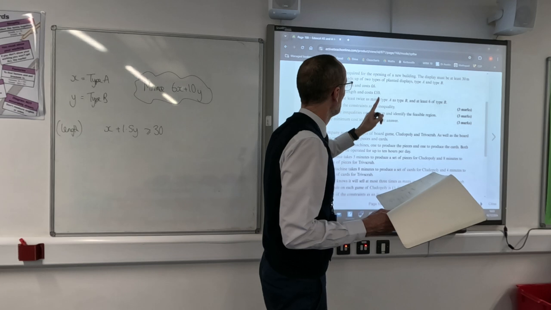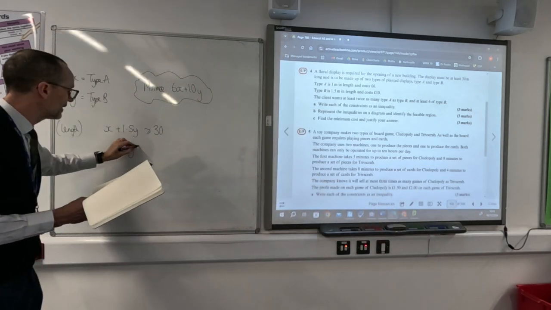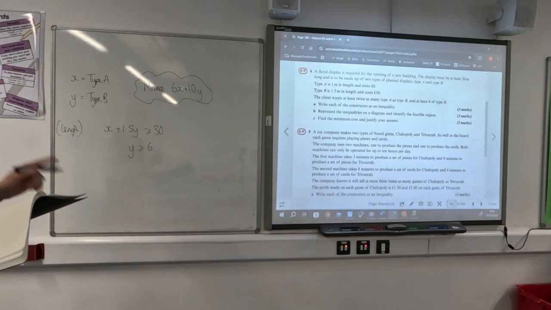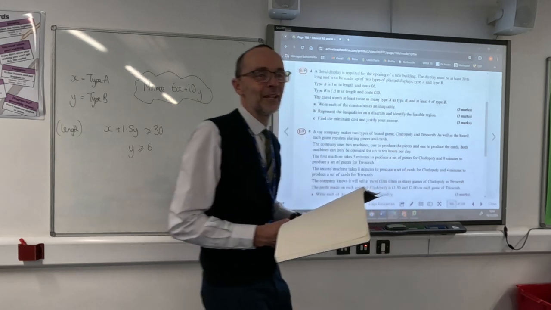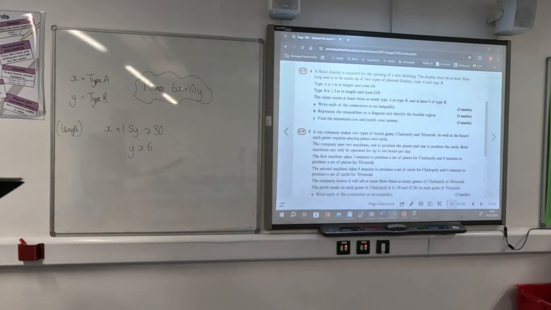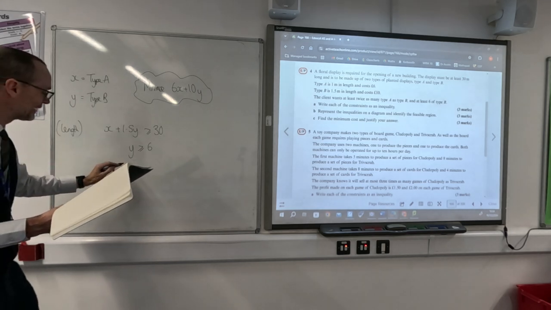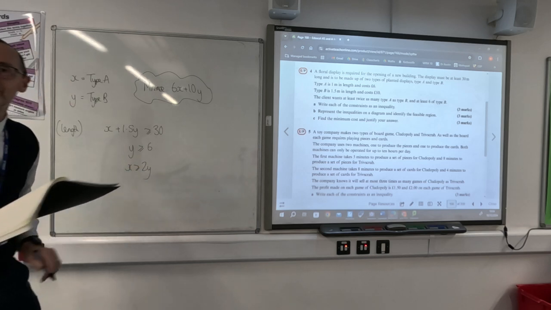We're then told that he wants at least 6 of type B, so at least 6 means that. But has anyone got a... For that one, go for it. Did you get it the right way around? Is it x is greater than or equal to 2y? It is indeed, yeah.